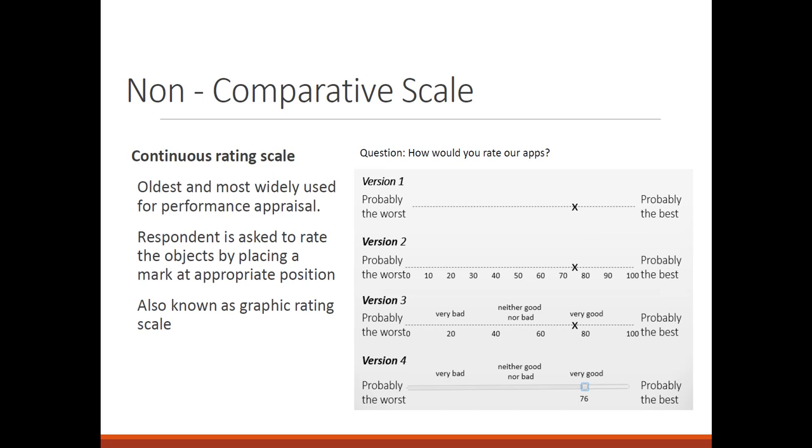Sometimes, like me, I cannot see the distance, the proper distance. So I don't know where the middle is, where the quarter is. So if you put this, at least you can guide them where it is. Or you can just put something simple: very bad, neither good nor bad, very good. So you have the indicator there, and at least they know. Okay, if I put here, it means it's not very good, but it's still good, almost very good.